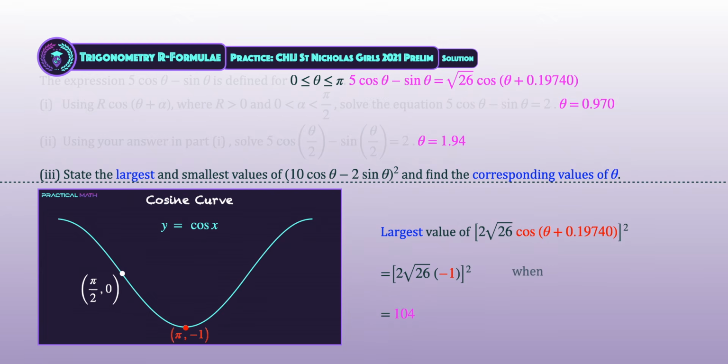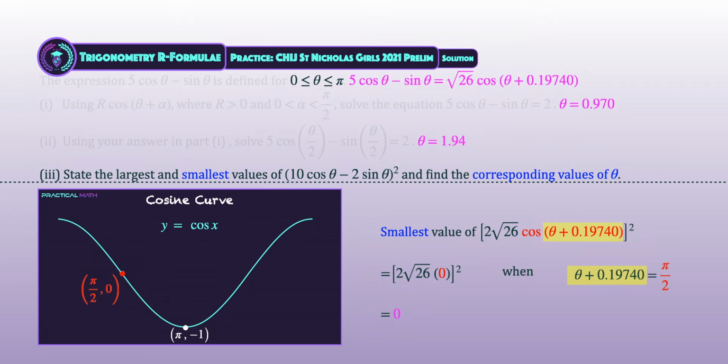This happens when an angle is equal to pi. Solving for theta will give us a value of 2.94 radian in 3 significant figures. As the smallest value of a square is always 0, we will use the coordinate of half pi, 0. And replacing the cosine function to be 0, we find that the smallest value is also 0. This happens when an angle is half pi. Solving for theta will give us a final answer of 1.37 radian in 3 significant figures.